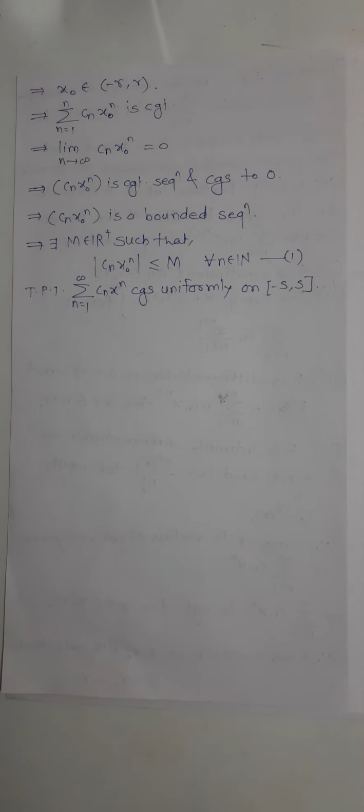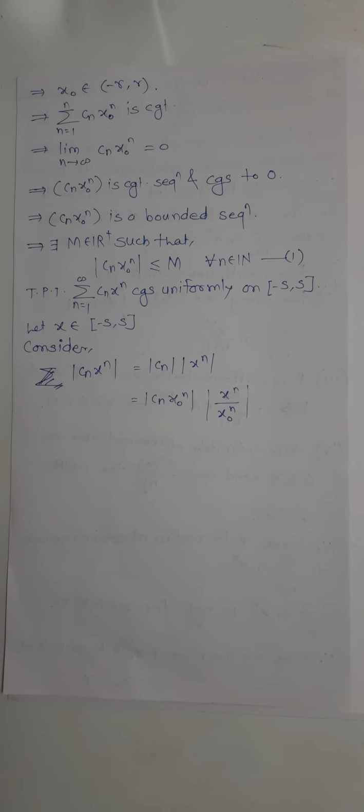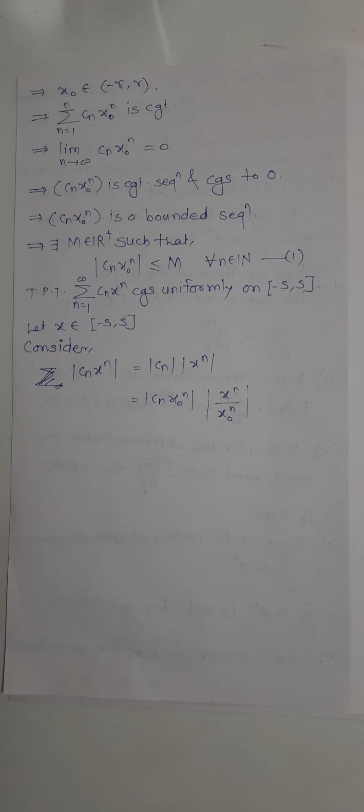See what we have to prove? We have to prove that this series converges uniformly on the interval minus s to s. For that purpose, I will take any point x from the interval minus s to s and consider mod Cn x raised to n. I'm going to add x naught raised to n also. You understood what I have done? I have multiplied by x naught raised to n and divided by x naught raised to n. But see, equation 1 says this term is less than or equal to M. So we get this is less than or equal to M times mod x upon x naught raised to n.